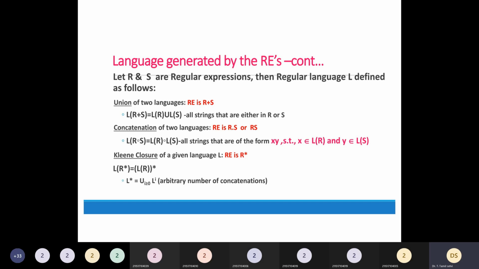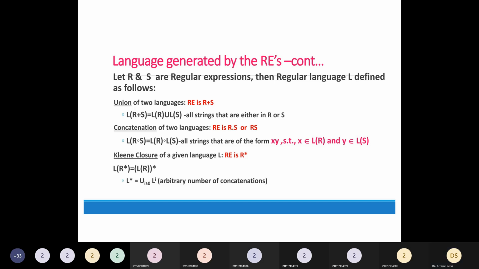That is, the first part x is from the regular expression R, and then the second part y is from the regular expression S. So here we are going to concatenate both regular expressions into a single regular expression, R dot S, so we get x dot y. While forming the language, you have to mention L of R dot L of S instead of L of R dot S.